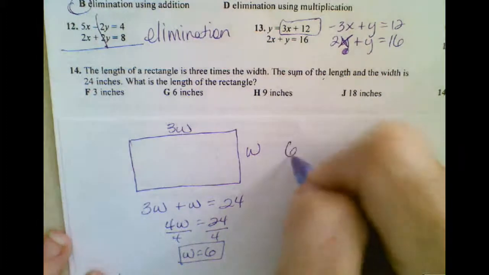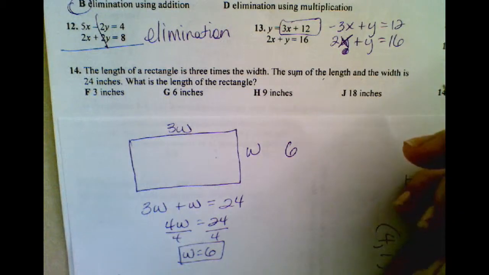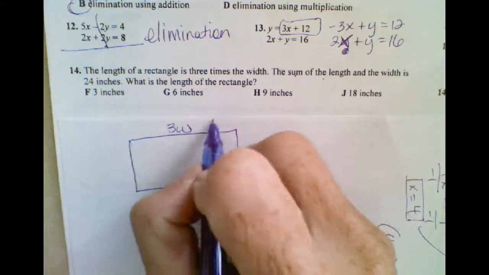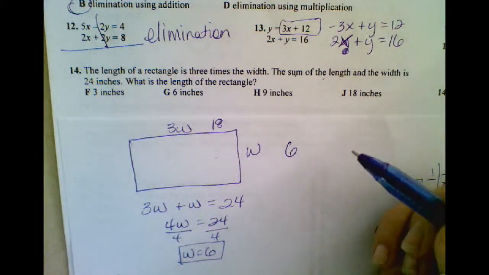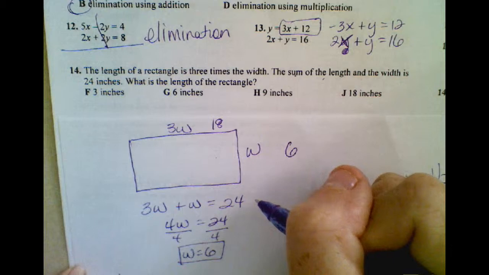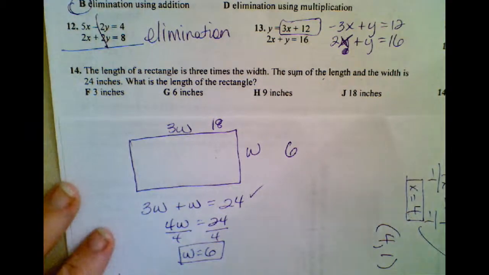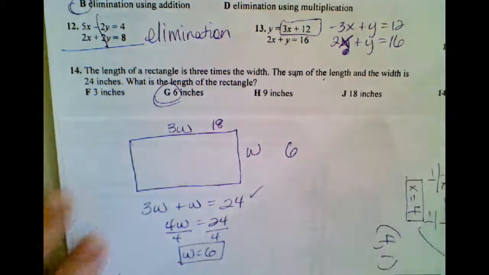So if our width is 6, how long is our length, Dylan? It's 3 times as big. So what's 3 times 6? 21? Wait, it's not even a multiple choice. 21 isn't even on there. 3 times 6 is 18. What is 18 plus 6? This is painful, Dylan. 18 plus 6 is 24. So that checks out. Good. So that would have been answer G.